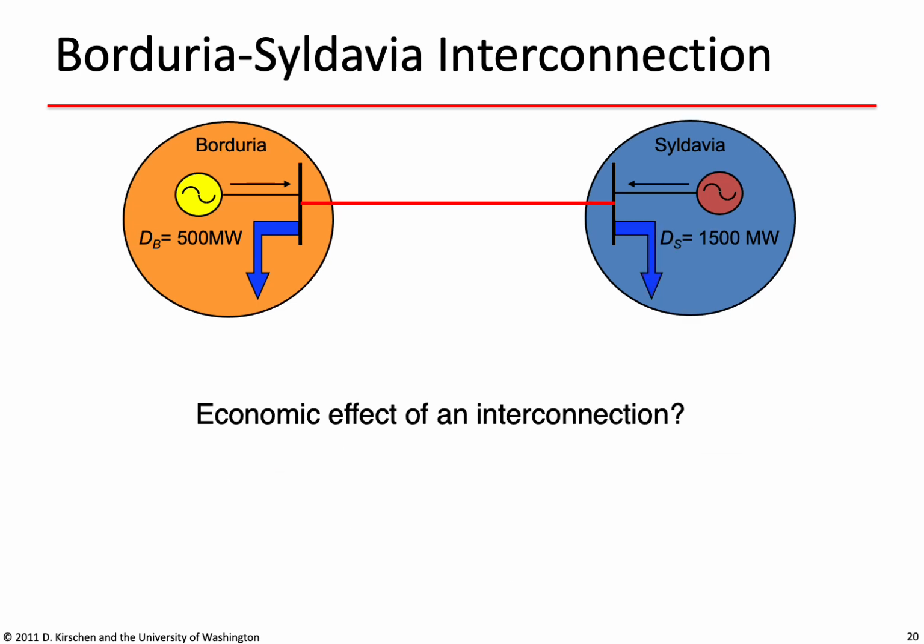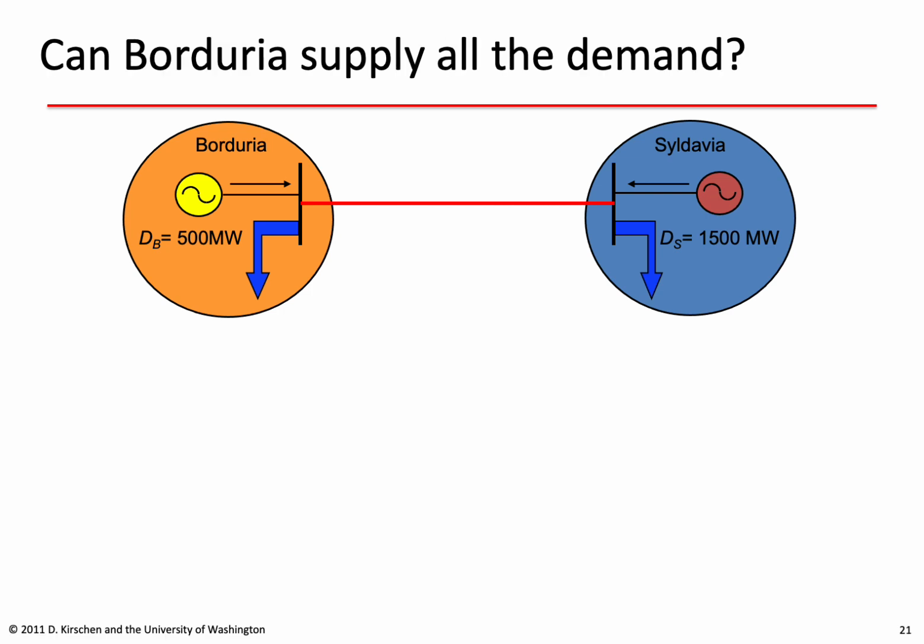So what we want to look at is the economic effect of an interconnection on these electricity markets. We're not going to be looking at whether or not an interconnection should be built. We assume that the line is there and we are looking at what effect it has on the prices. So how might things work out if there is an interconnection between Borduria and Syldavia?